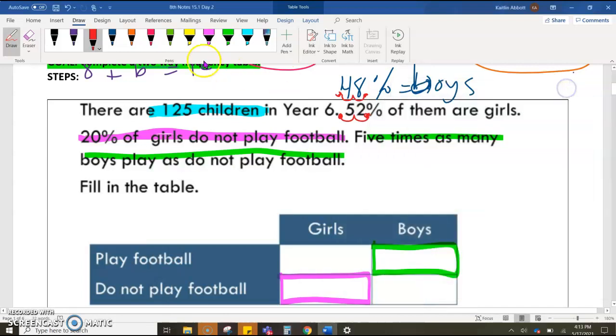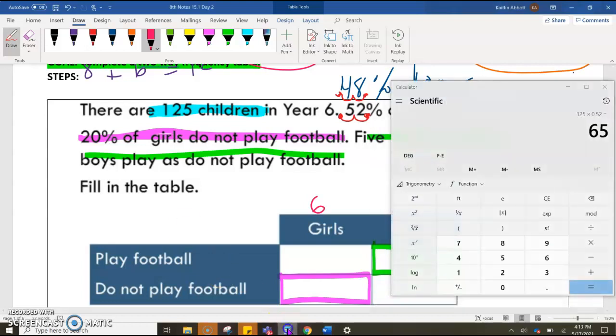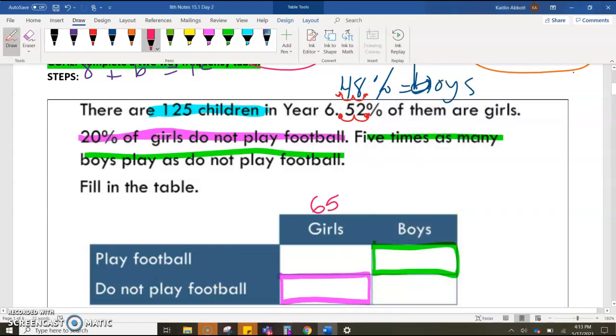So let's put our totals up here. So the girls is, what did I say, 62? 65. So there's no room for totals. We're just going to leave that there. Totals of girls. So just like we did yesterday, you could figure out, because the total amount of boys and girls is 125, so 65 plus something is going to get us 125. So you could do 125 minus 65.